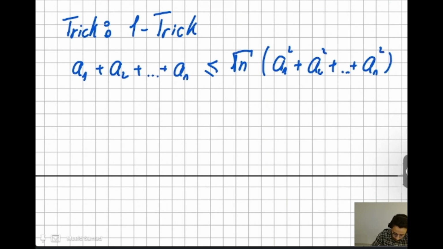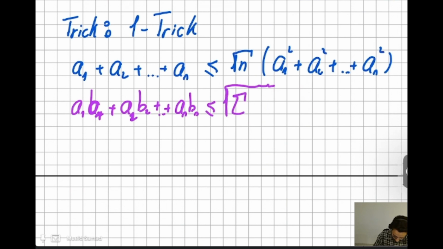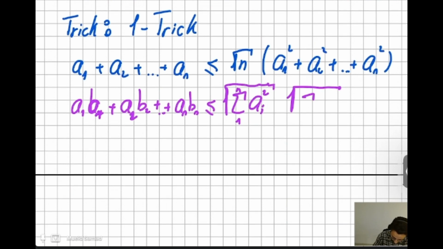Okay, why is this true? We want to remember the Cauchy-Schwarz inequality, which says that a1 times b1, and then a2 times b2, and so forth till an bn, is smaller or equal to the square root of the sum of all the ai squared, 1 to n, times the square root of the sum from 1 to n of bi squared. Actually, we could have written the left-hand side with the sum formula as well. Okay, so this is basically the Cauchy-Schwarz inequality.